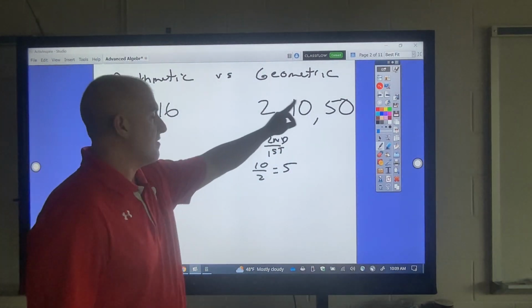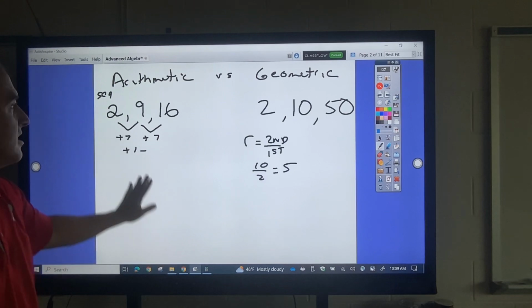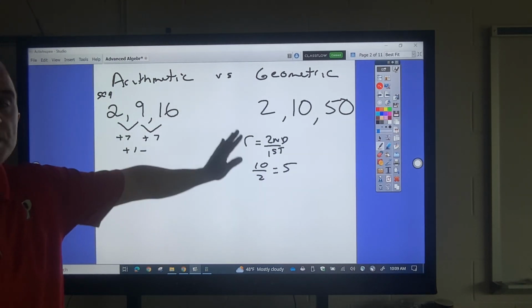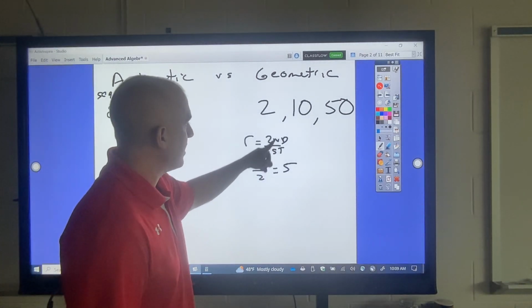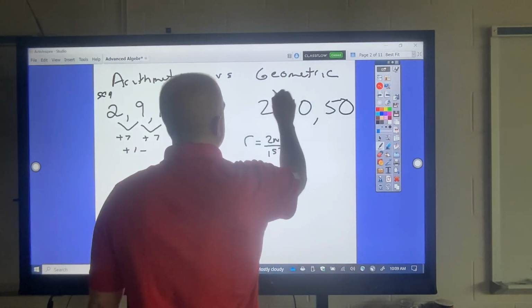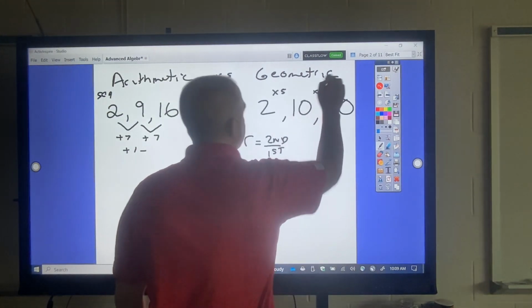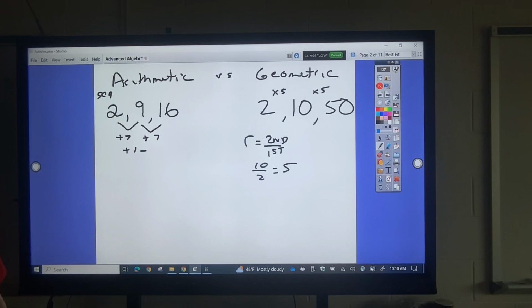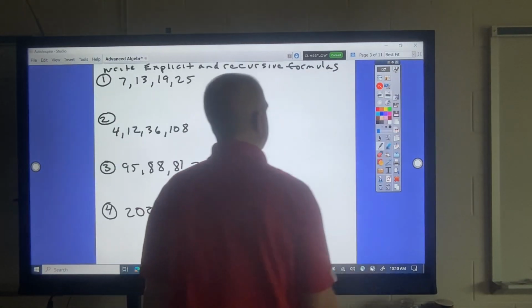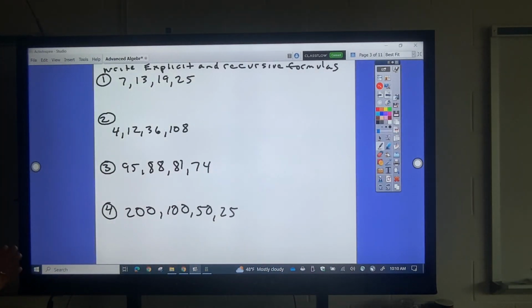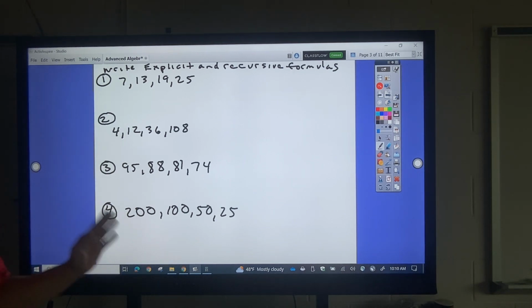But if you see that there's not a common difference, then it can't be arithmetic. It has the potential to be geometric, but you have to check it: second term divided by first. This times this is this, this times this is this. Good, it's a geometric sequence. So we're going to talk about explicit and recursive formulas.